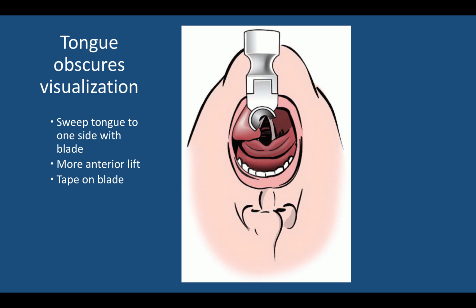The tongue can sometimes be very cumbersome and obscure the entire airway. Always make sure that you sweep the tongue to one side with the blade. Do not squeeze the tongue underneath the blade, causing damage.